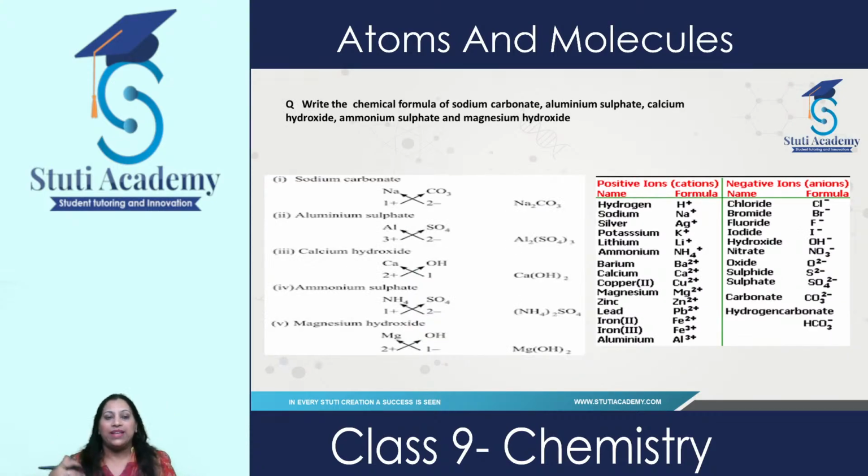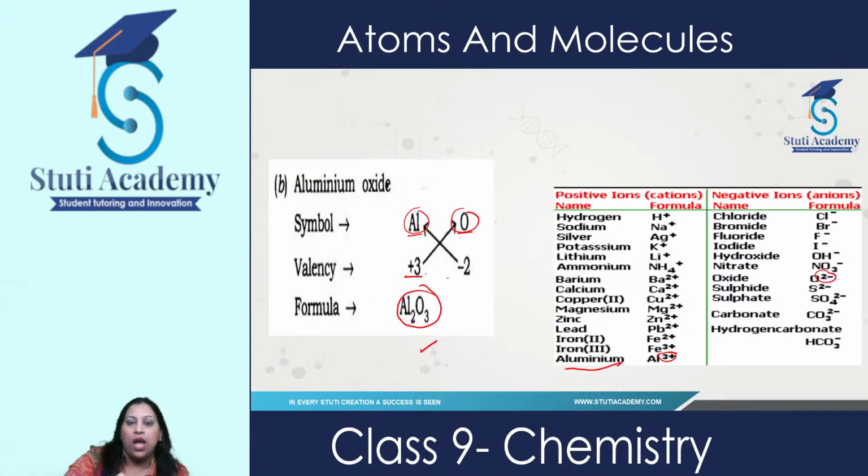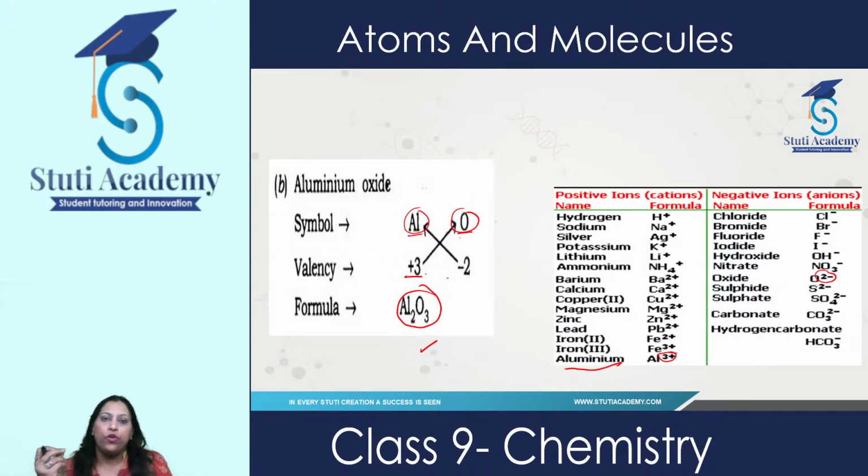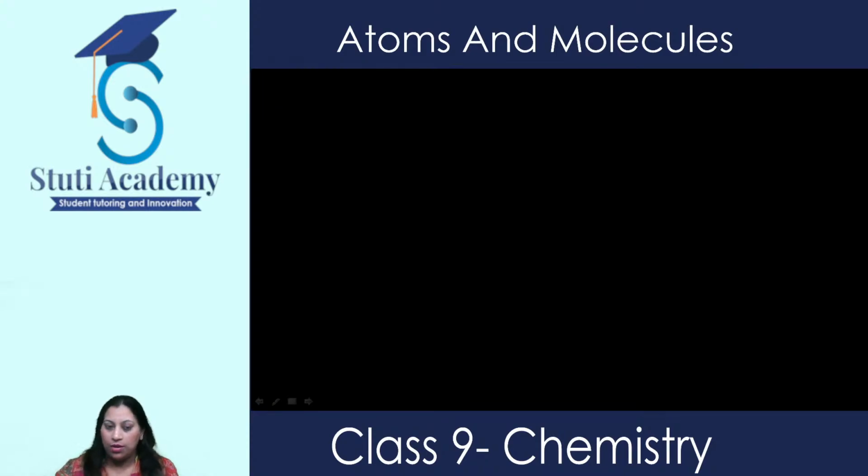Now there are certain more examples. Write the chemical formula of sodium carbonate, aluminium sulfate. Okay, now listen. Before I discuss these chemical formulas, I'll give you a few questions for homework. Write down chemical formulas of these compounds, and I'll discuss them in the next class. So I'm writing here: solve chemical formulas, magnesium chloride. I'm giving you this homework.